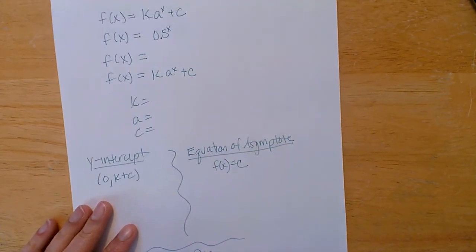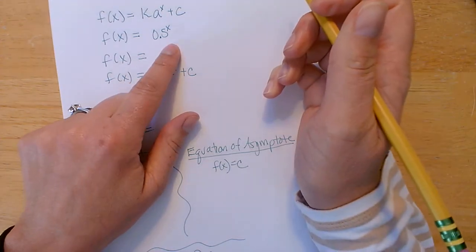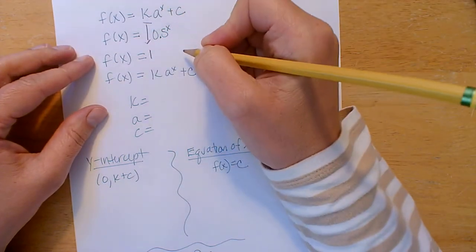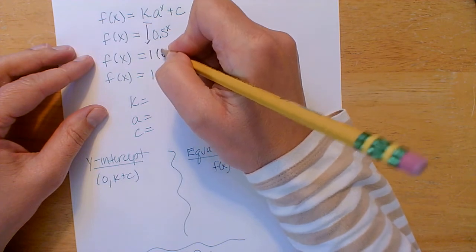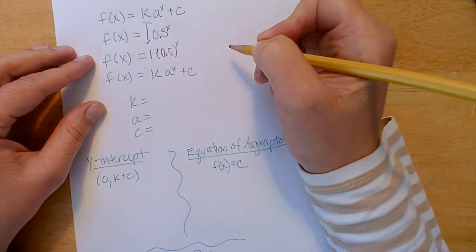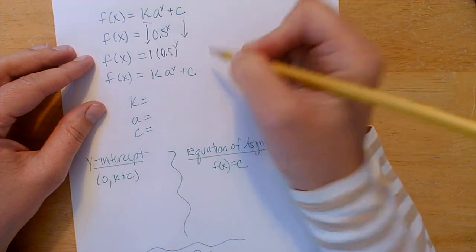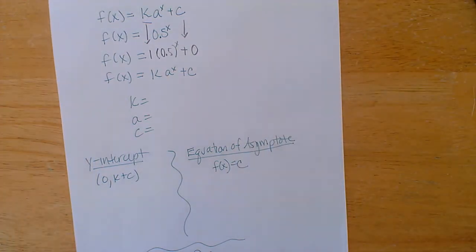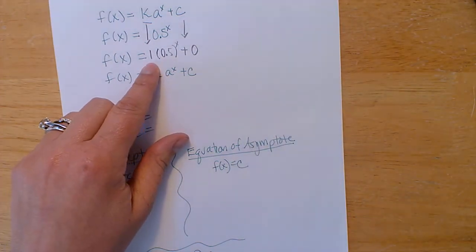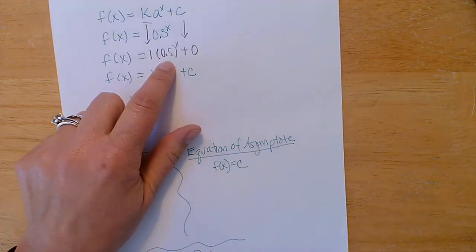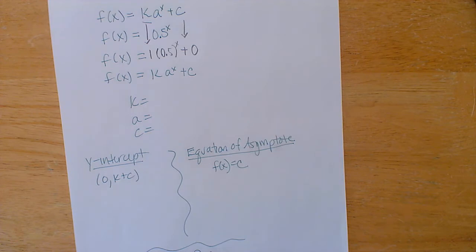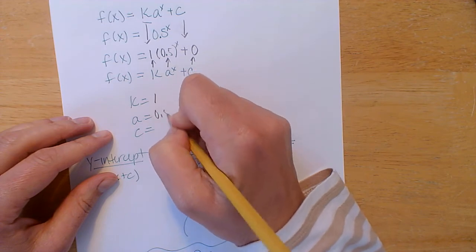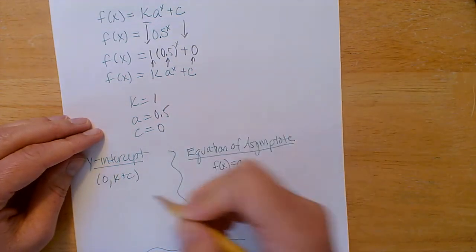Here we have f of x equals 0.5 to the x. So we have some things missing. Okay, what do we have missing? We have the k missing. Remember, when we're missing the k, it's going to be 1 times 0.5 to the x, okay, plus c. Remember, when we're missing that plus c, we're going to be doing plus 0, because when we add 0 to something, it stays the same. When we multiply 1 by something, it stays the same. So 1 times 0.5 is going to stay the same. All right, here we go. So our k is 1, our a is 0.5, and our c is 0. 1, 0.5, and 0.